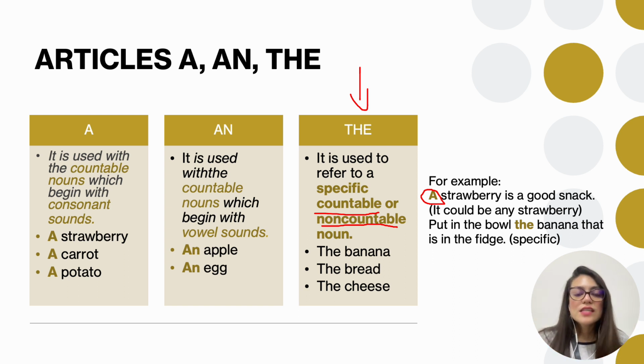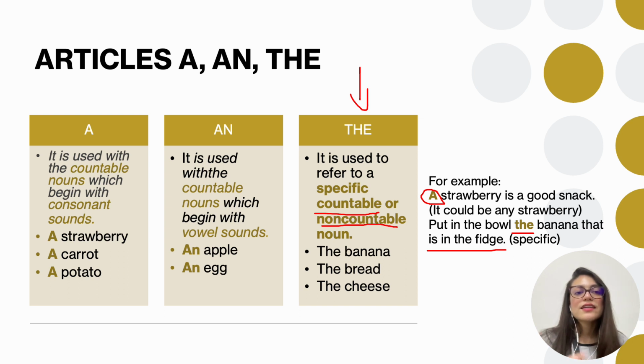And in our second example, it says, put in the bowl the banana that is in the fridge. So here we are using the because we are talking about a specific banana, okay? We are talking about the specific banana that is in the fridge. So we're using the because it's very specific, okay?